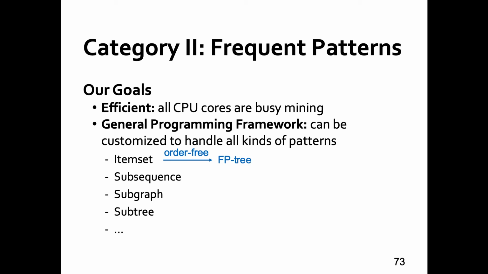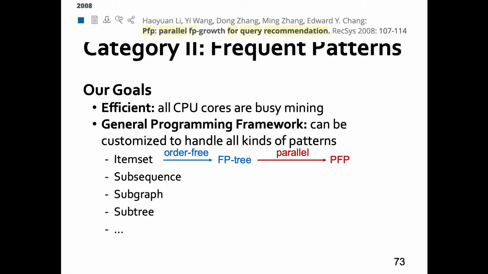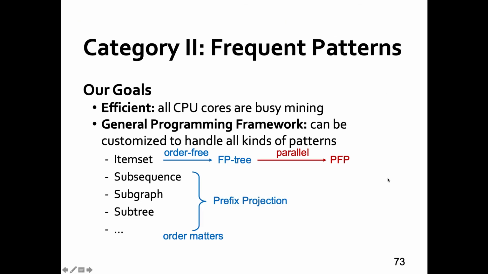We remarked that the pattern of item set is special because there's no order over the items in a set. So we can use algorithms that define its own order for effective mining, such as the FP growth algorithm. However, we do not target this problem, as it has been well solved by Google's parallel FP growth algorithm, which is shown at the top. We consider those patterns where it matters how the elements are ordered or connected.